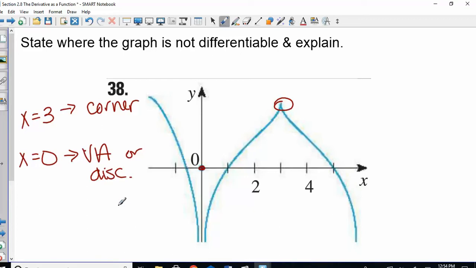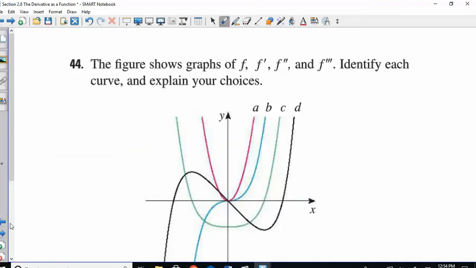All right, last example. I put 4 functions up here, A, B, C, and D. Mine's prettier because it's color-coded. I want to know which is the original, first derivative, second derivative, and third derivative.